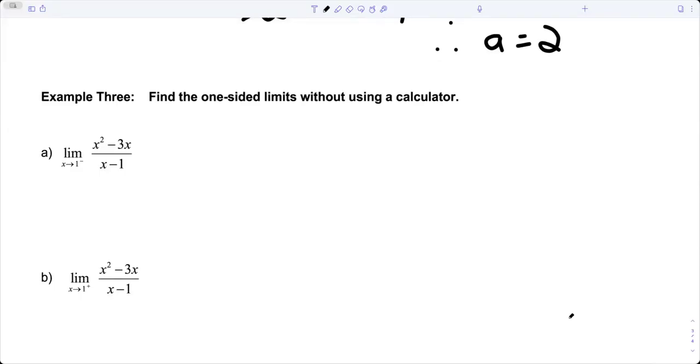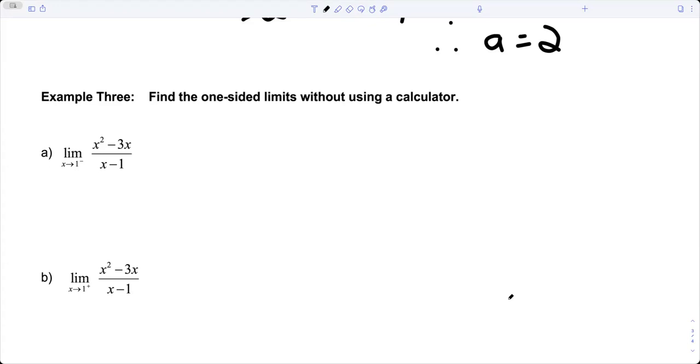Example 3 says, find the one-sided limits without a calculator. So put those calculators away. We are going to head into the calculus jungle, where all we have is our calculus wits about us. So here we go. Find the limit as x goes to 1 from the negative side, a one-sided limit, of x squared minus 3x over x minus 1.